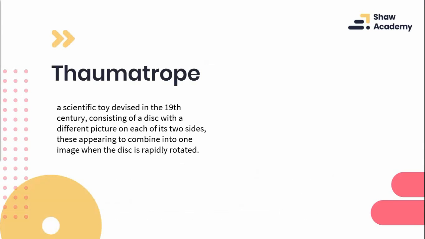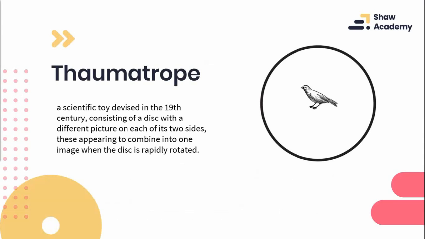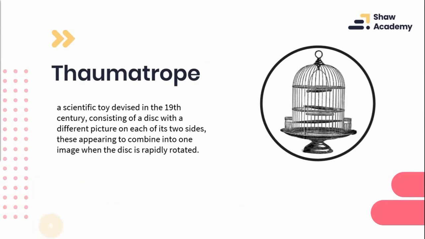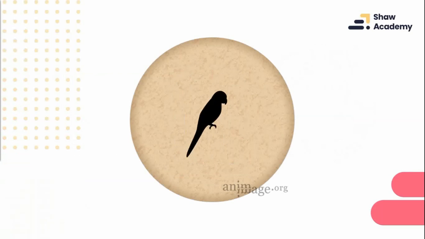So a very simple test to do is to use what's known as a thaumatrope, which is a scientific toy developed in the Victorian times, which is simply a disc with two different pictures on each of its sides. A very famous example here is a bird in a cage. So a bird on one side and a cage on the other side. And basically, when we combine the two images, it's on a string, you tie that string up and you pull it so that the image spins around rapidly, and it makes it look as if the bird is in the cage due to the persistence of vision.